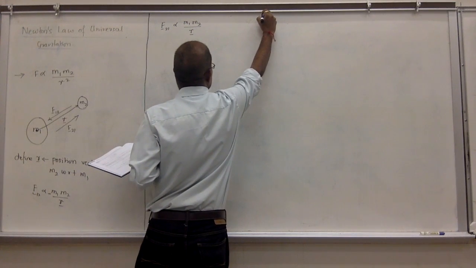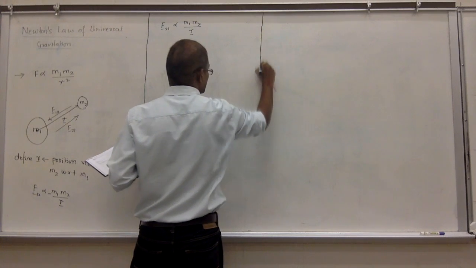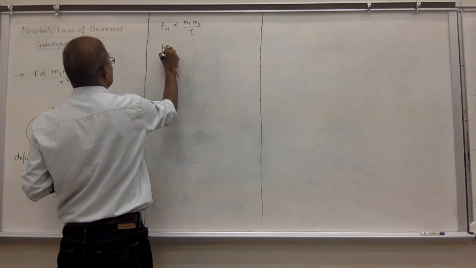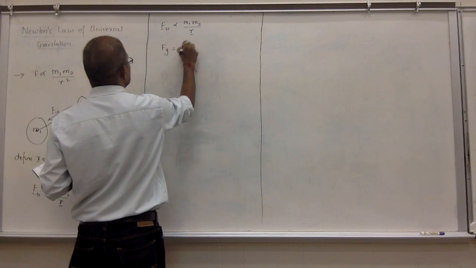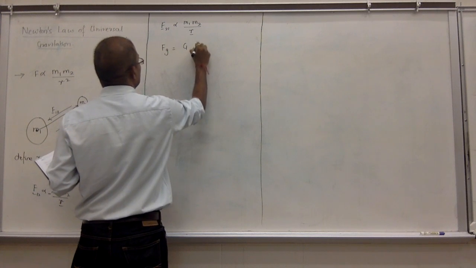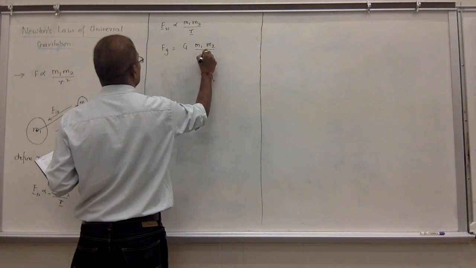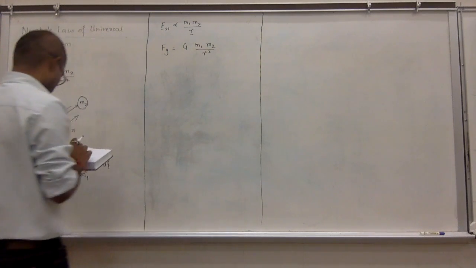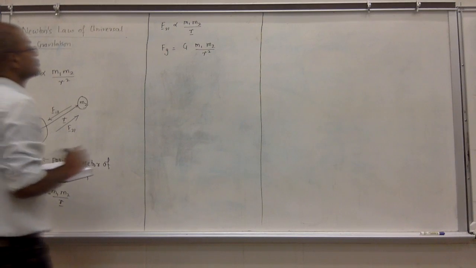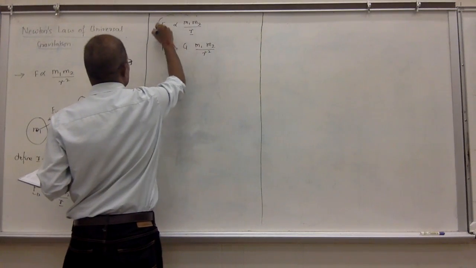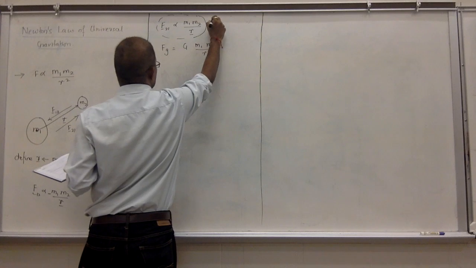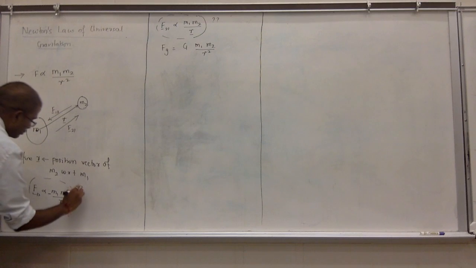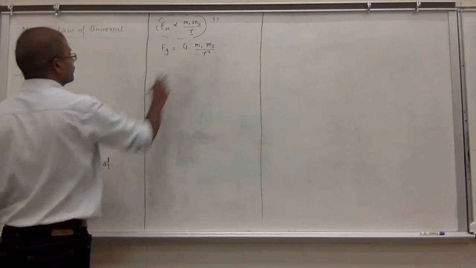Generally you can say Fg is equal to G M1 M2 over R square. For now, just ignore this. We'll discuss the vector aspect again when we do the two-body problem. But for now, focus on this.